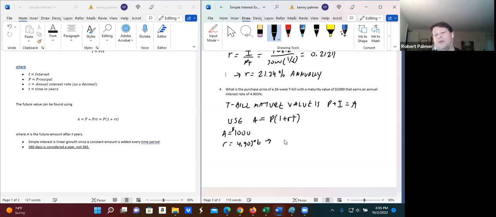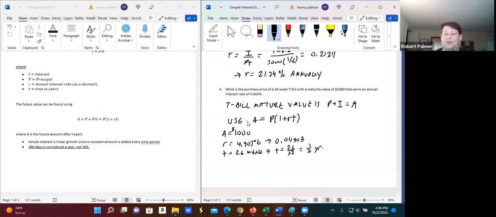Once again, we have to, of course, convert that to a decimal, and so that's going to be 0.04903. And also, don't round this off. Leave it as it is. And then T is 26 weeks. There are 52 weeks in a year, and so that's going to become 1/2, which is nice. So 1/2 of a year.